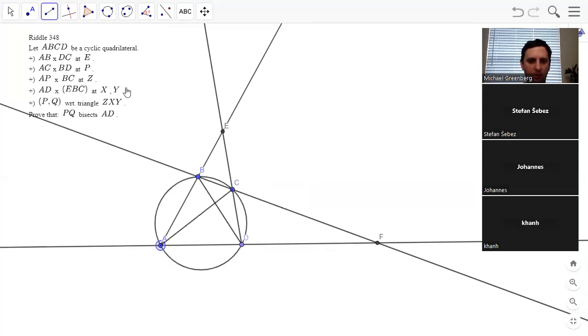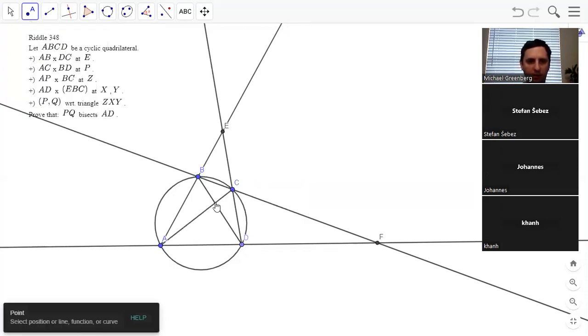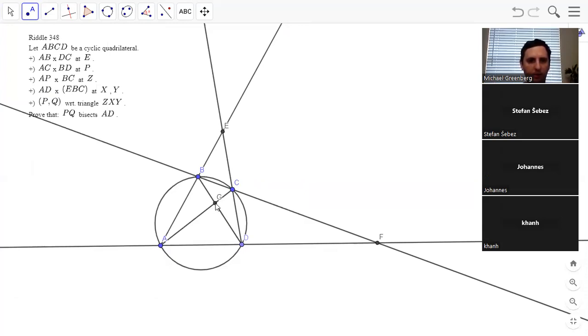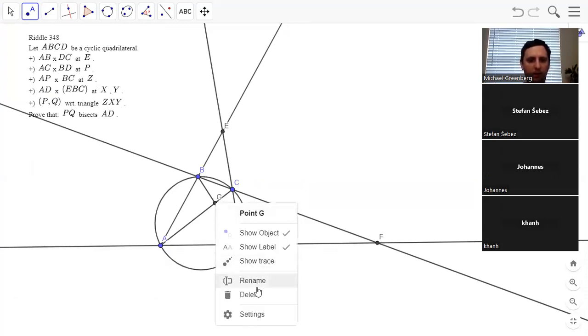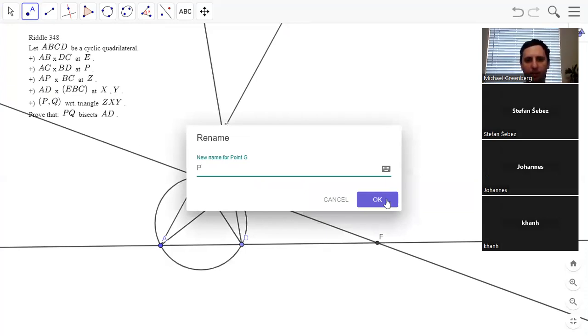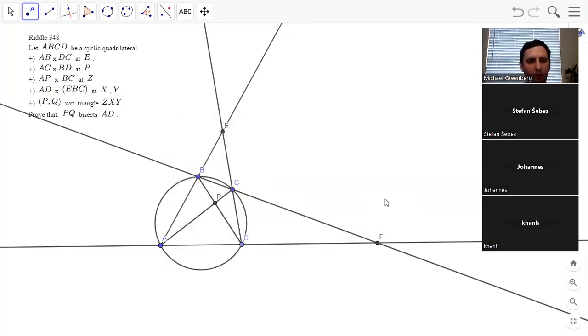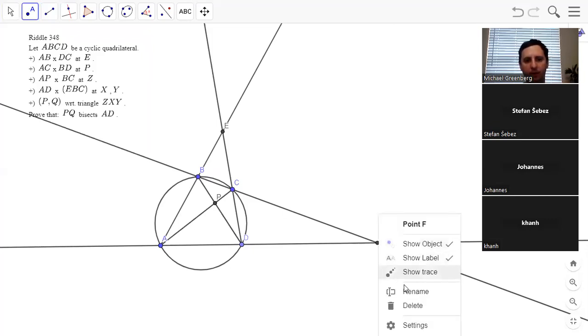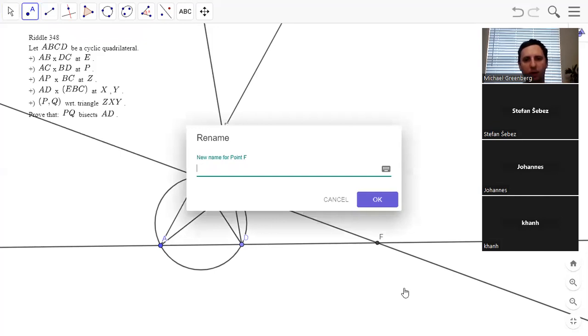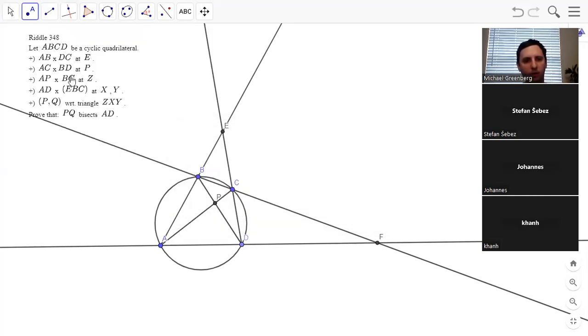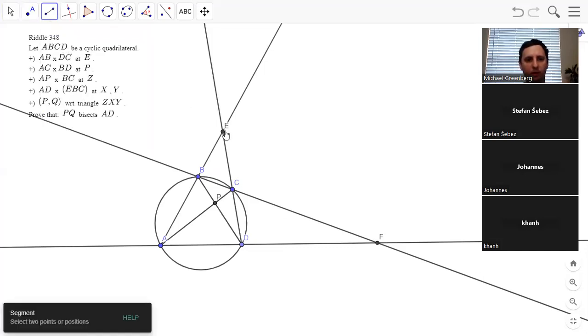All right. And AP. Okay, so I think they messed up in the problem somewhere. AC intersects BD at P. And A, maybe they meant this one to be Z. Probably, I would guess. No. Z, no? EP intersection BC. Oh, EP and BC. Okay.